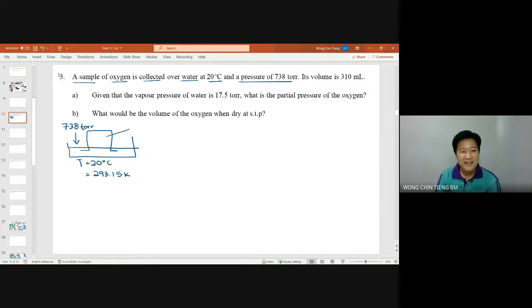Okay, I have oxygen gas. And then that is my atmospheric pressure settled. The volume of the oxygen gas is given as 310 milliliter. Already drawn. Okay. A, partial pressure of the oxygen. The partial pressure of the water is given, 17.5 torr. What is the partial pressure of the oxygen? Easy, right. So the P ATM will be equal to the P oxygen plus the P water. From here, you get the partial pressure of oxygen.